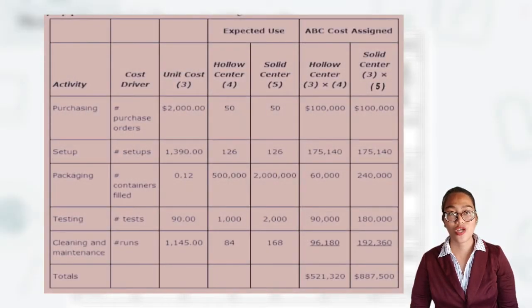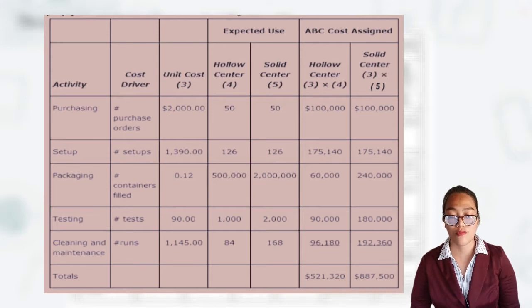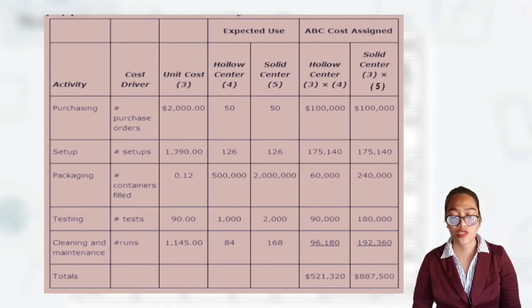As you can see in the table, the columns for activities, cost driver, and unit cost were already discussed and given in the previous slide. In this table, the additional information is the expected use of hollow center and solid center balls. In this table, we're just going to compute the cost assigned to hollow center and solid center, and we're going to do that by multiplying the unit cost by the expected use. For now, let's just focus on the hollow center balls column. In purchasing, the unit cost of $2,000 was multiplied by 50, which equals $100,000.